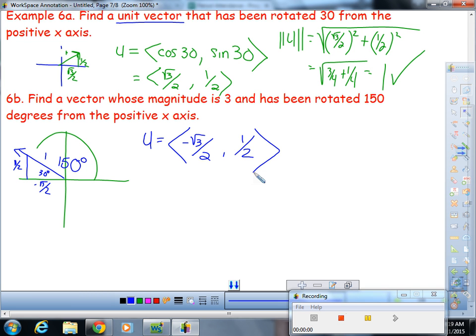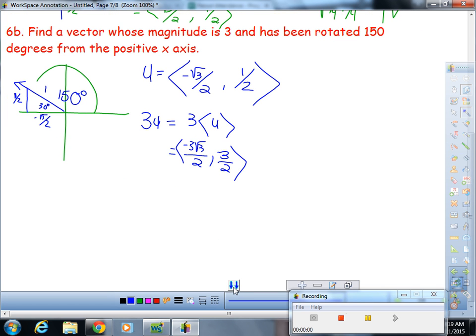So if we wanted its magnitude to be 3, 3u is simply 3 times u, so it's negative 3 radical 3 over 2, comma 3/2. Or we could write that in component form by writing it as negative 3 radical 3 over 2 i plus 3/2 j.